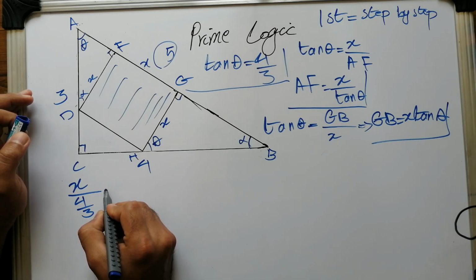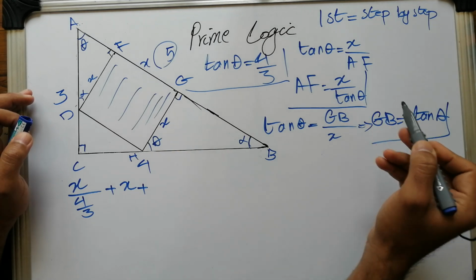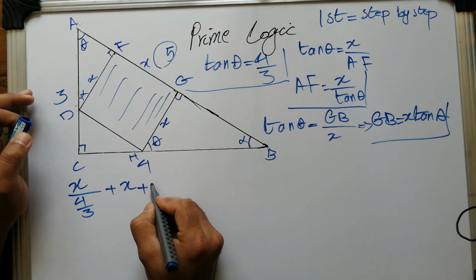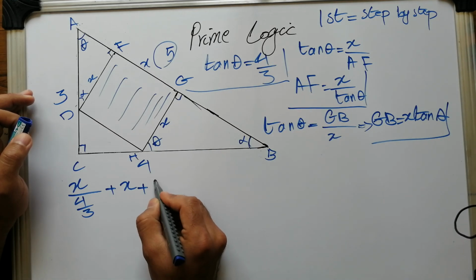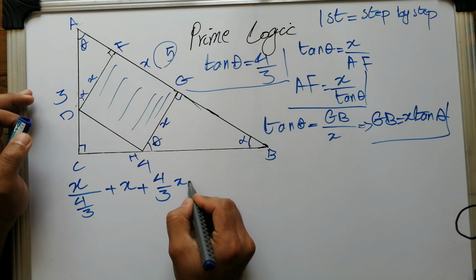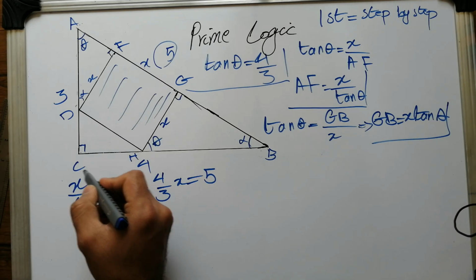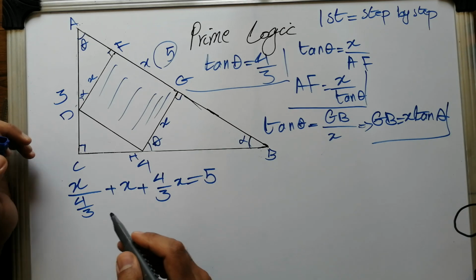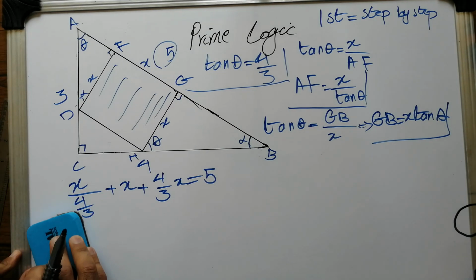Okay, plus FG, which is x, plus GB, which is, okay, so x tangent theta. So tangent theta was 4 over 3, so 4 over 3x. The whole thing equals 5. So let's bring it to the upper side and simplify this fraction.